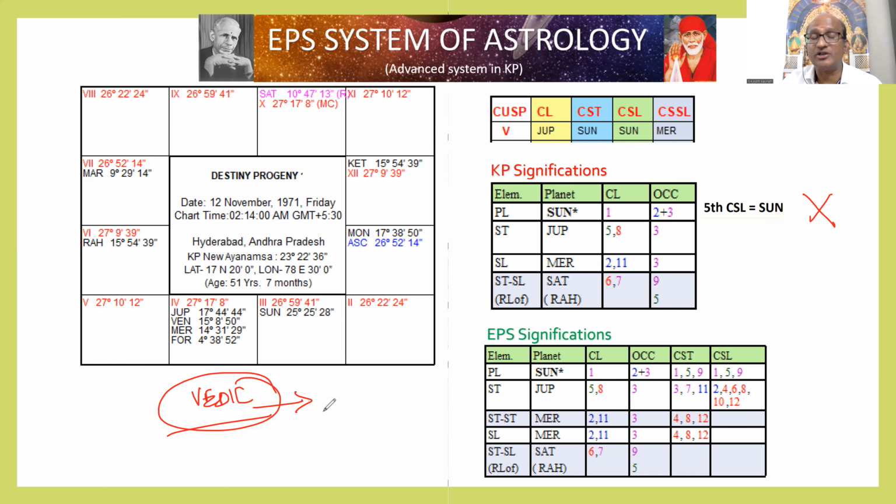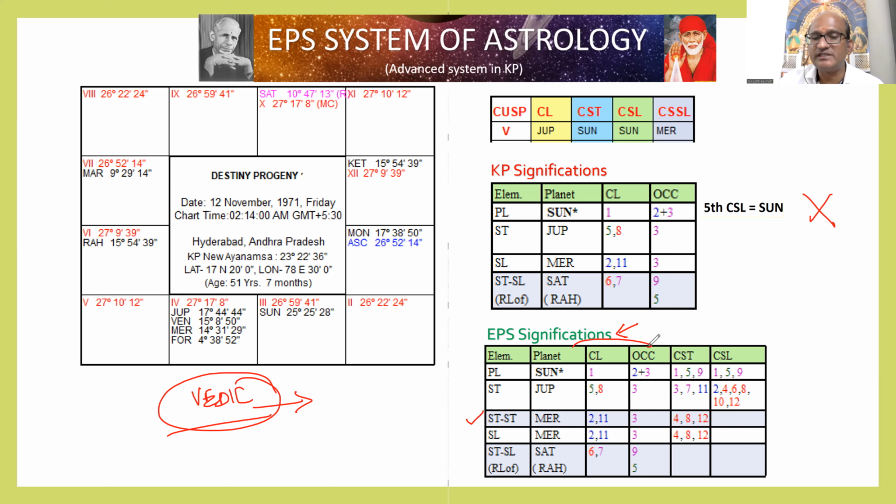And please do not jump to the sublord of any planet or any cusp only. Go by the cuspal lord, occupying house, star lordship, and sublordship, and similarly the Rasi lord, star lord, and sublord of each planet. Let me come to this. As per EPS, you consider the signification of the same planet. So we take the planet, the star lord, and the star lord of the star lord also. I have included that.